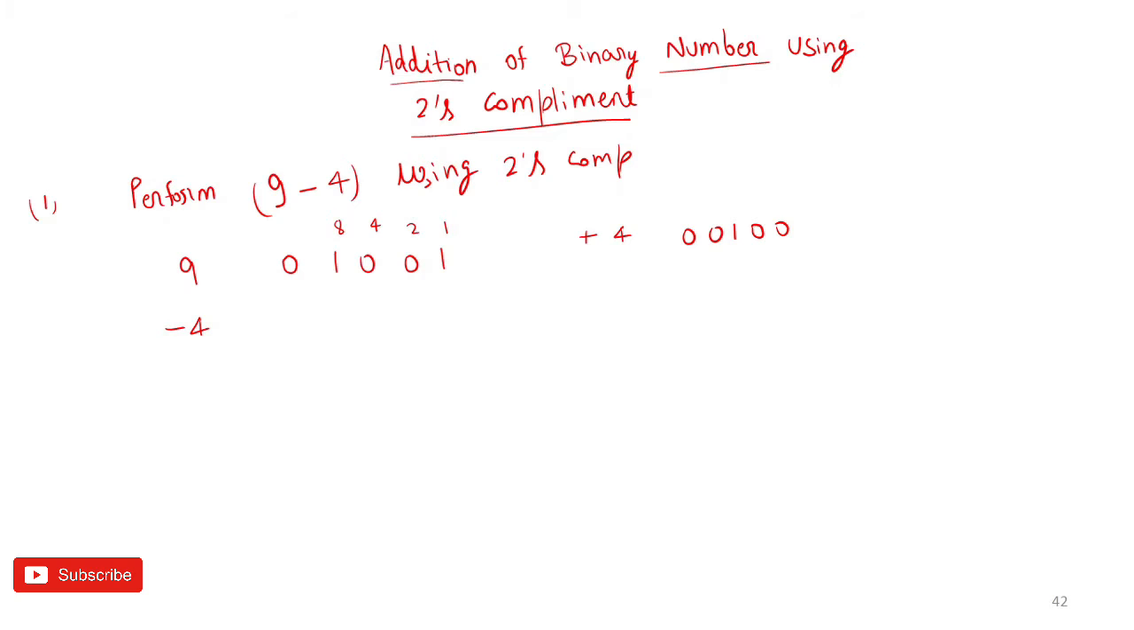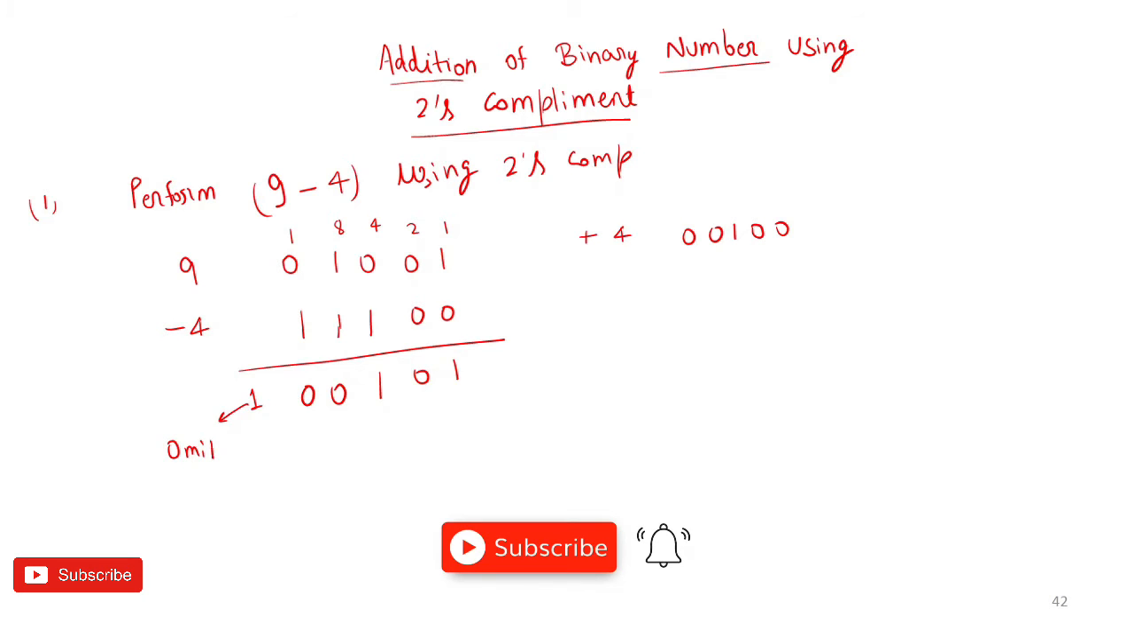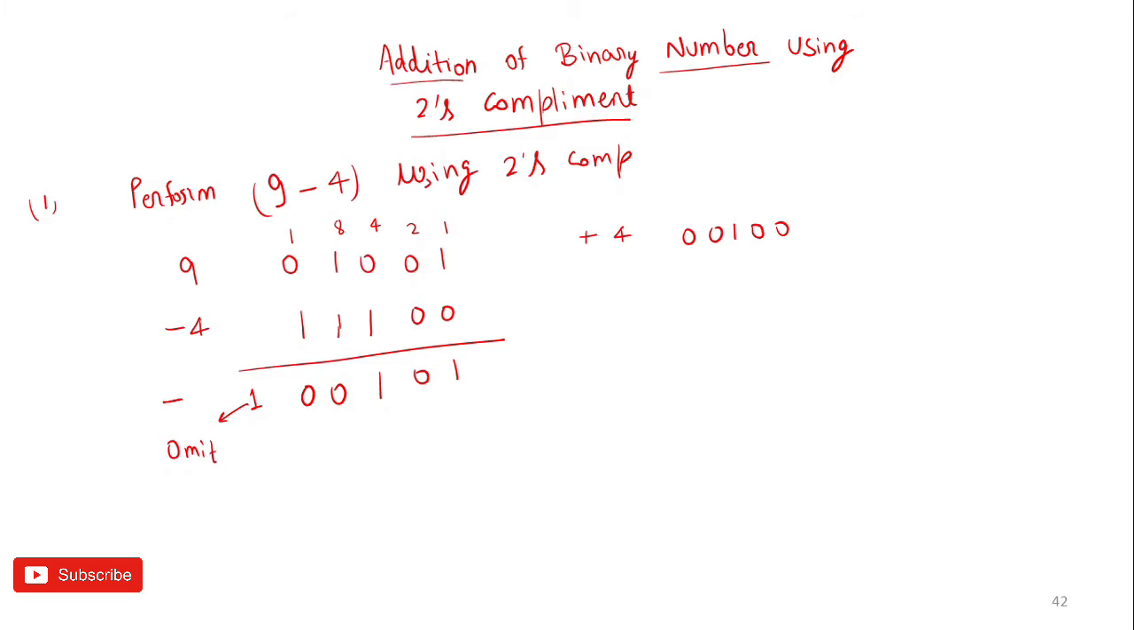So take its 2's complement. So 2's complement is 1, 1, 1, 0, 0. Now add both the numbers. So 1, 0, 1, 1, 1, 0, carry 1, 1, 1, 0, and this is carry. So you have to omit or discard this carry. 9 minus 4 should be plus 5. At the sign bit you are getting 0. 0 means positive, so a positive number you can represent the same in 1's complement, 2's complement and sign bit. So this is your correct answer. You are getting 1, 2, 4, so 4 plus 1, plus 5. Okay.